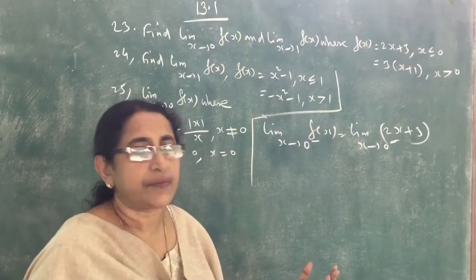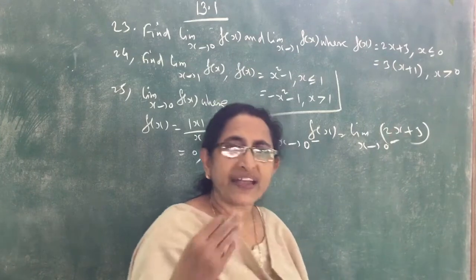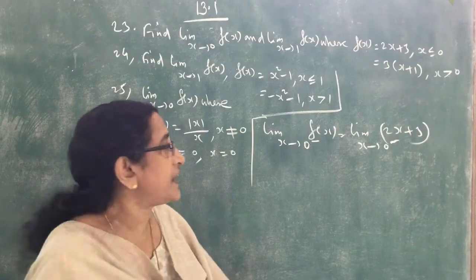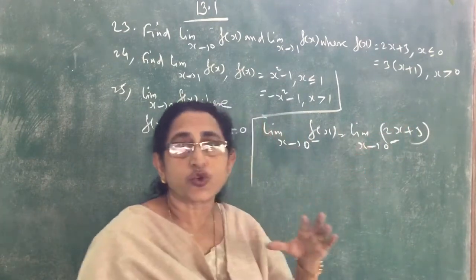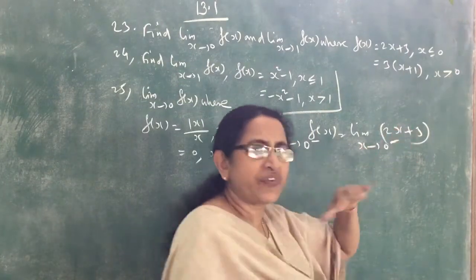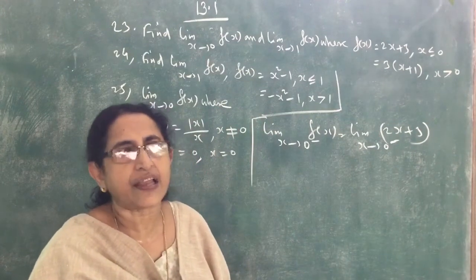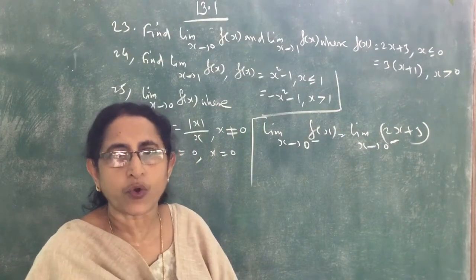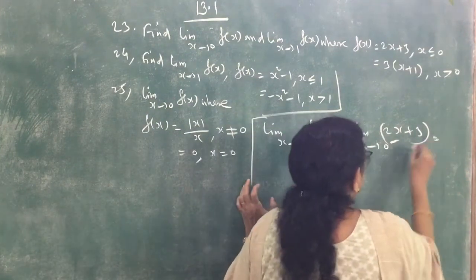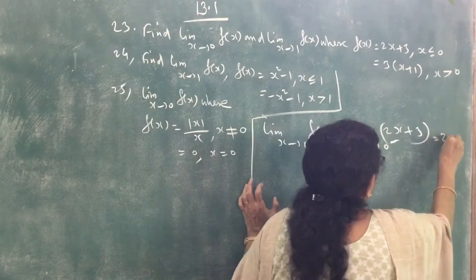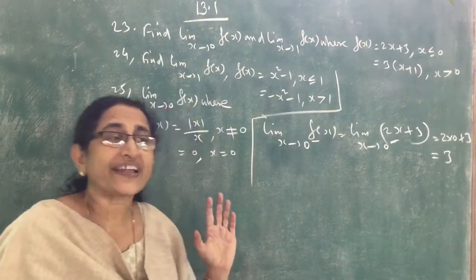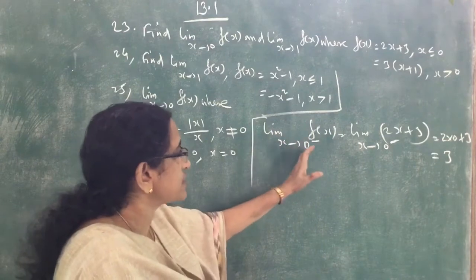Now we can apply the limit. X tends to 0 minus means that it is left limit. But x tends to 0, we have to find the limit of the function as x tends to 0. Now we use the usual method of evaluating the limit. In the place of x, we will substitute x equal to 0. So we get 2 into 0 plus 3, that is equal to 0 plus 3, that is equal to 3. So we got left limit of f of x as x tends to 0 equal to 3.